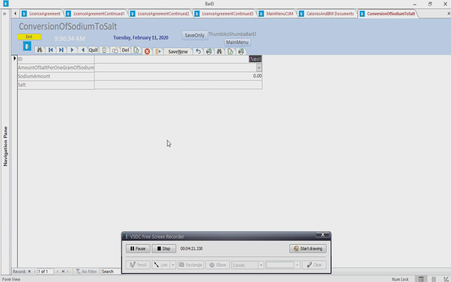Conversion of sodium to salt. Amount of salt per 1 gram of sodium is 2.5. If sodium amount is 2.4, therefore salt is 6.